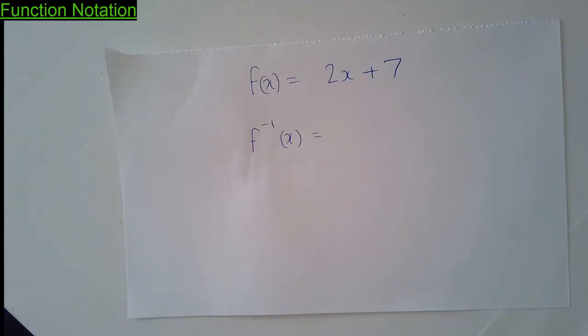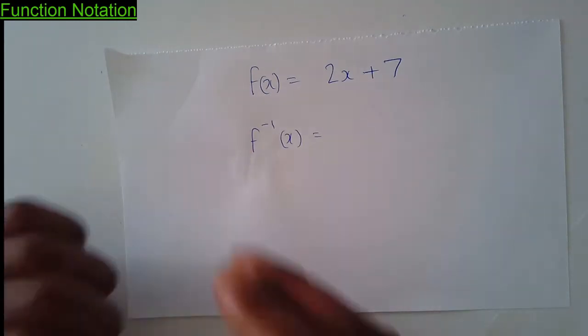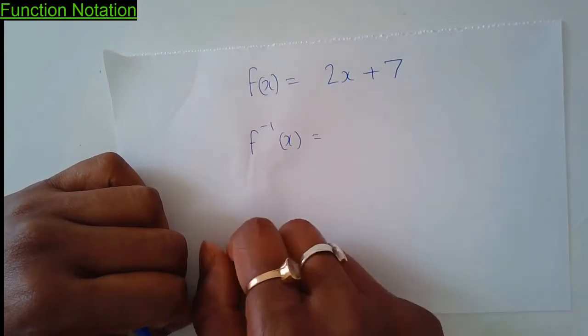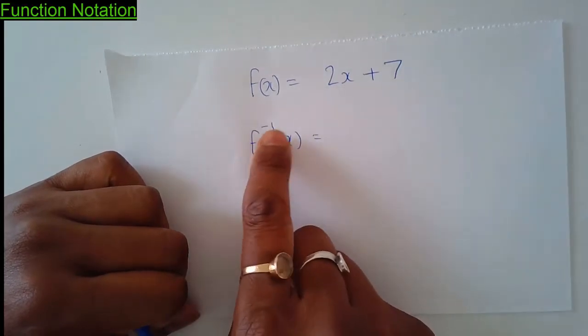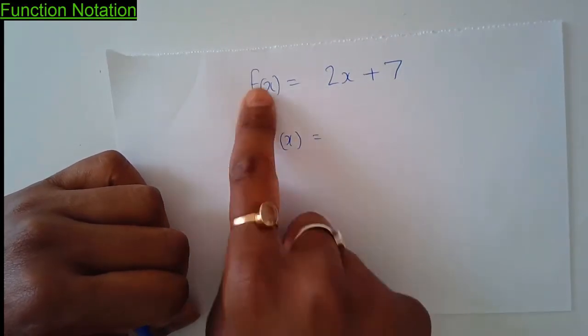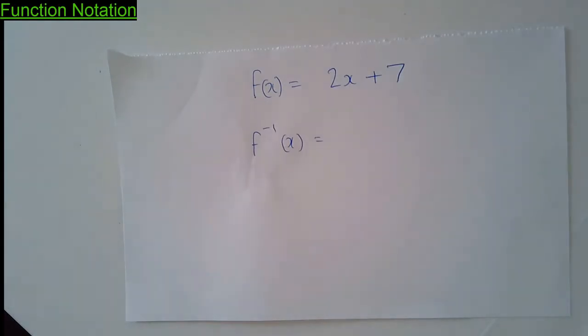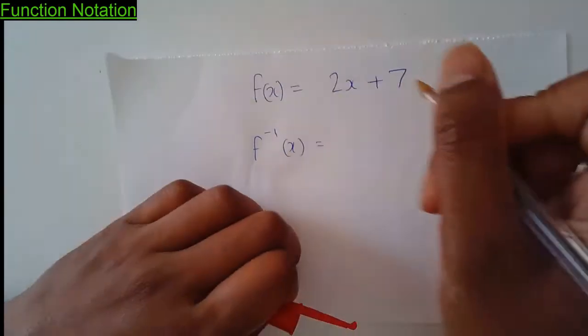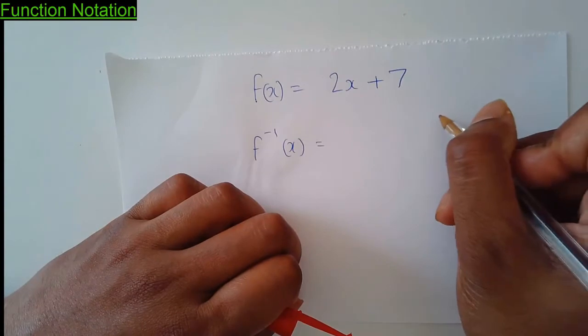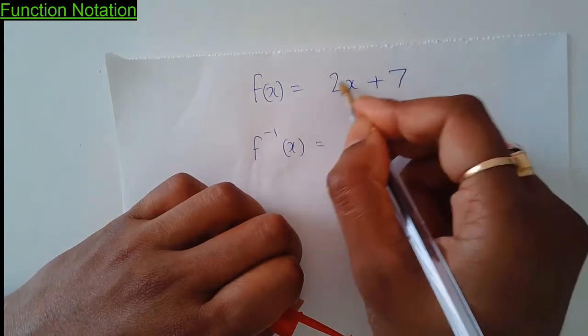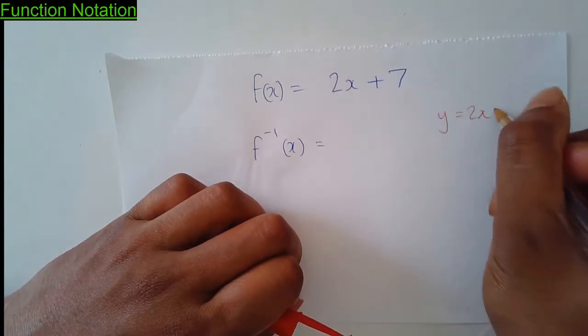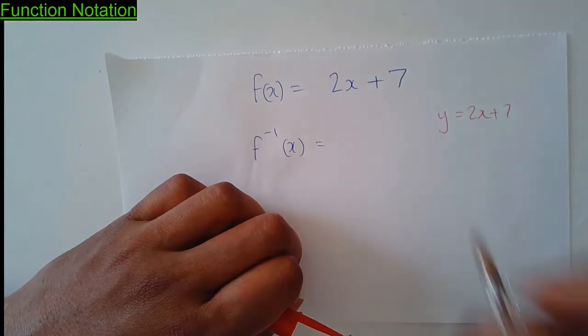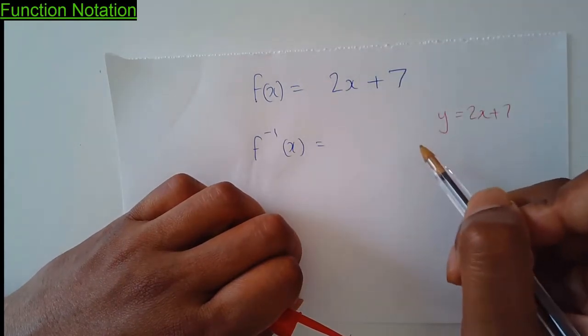This is my third video on function notation. Here's my f of x function, and I want to find the inverse function of that, to see what it looks like. Do a bit of working out on the side, so watch. I'm going to make y equal to 2x plus 7. That is just the same as that, except I've got the y on the left hand side.